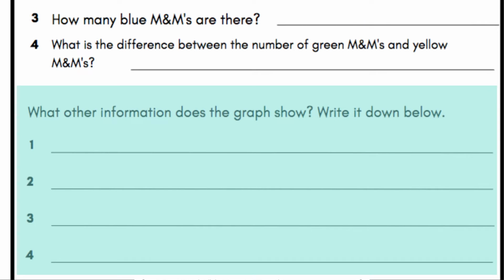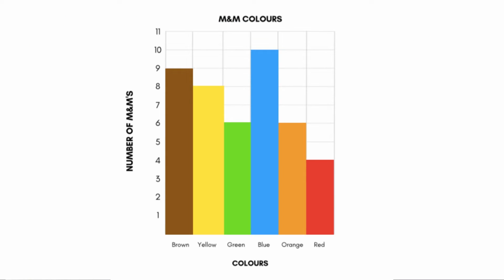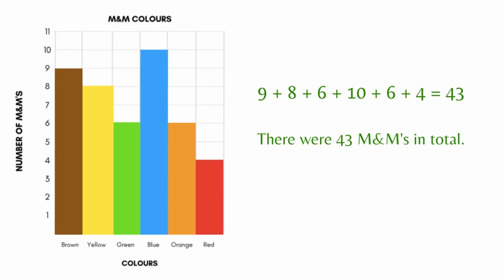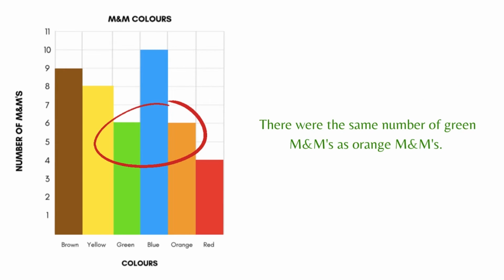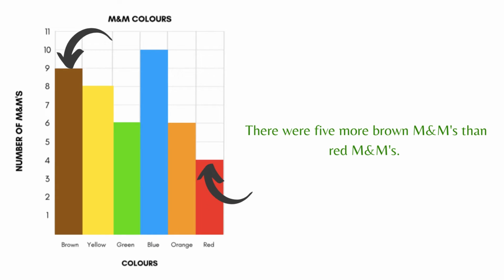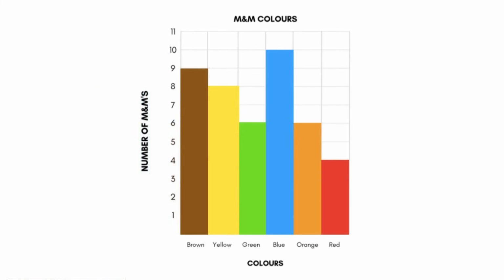What other information does the graph show? How did you go with this section? There are many different things that you might have put for this answer. For example, you might have added up the total number of M&Ms, which was 43. You might have said that there was the same number of green M&Ms as orange M&Ms. You might have said that there were 5 more brown M&Ms than red M&Ms. So it's just interpreting the data. What is the data telling you? What is your graph showing you about the different types of M&Ms that you looked at?